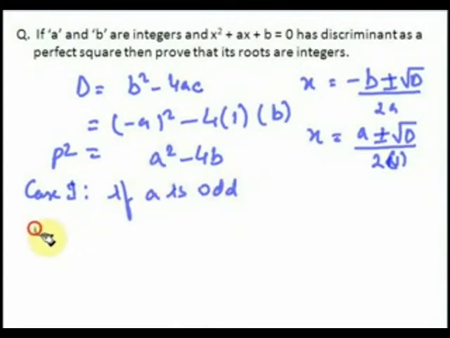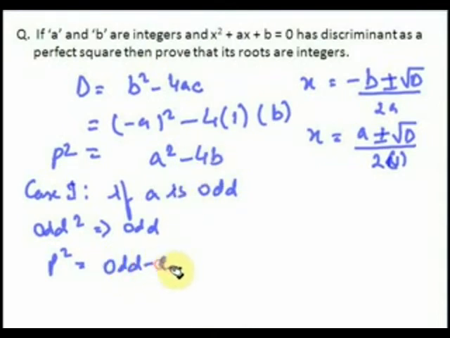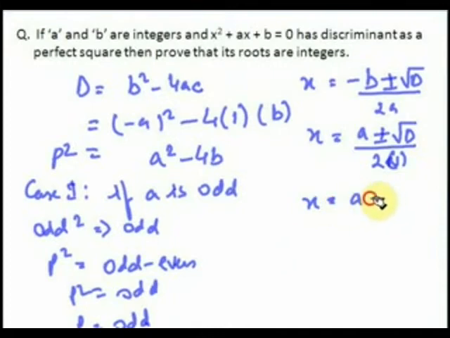if a is odd. If a is odd, the square of an odd number is odd. So p square is equal to odd minus 4b. 4b is always an even quantity. Odd minus even is equal to odd. And the square root of an odd quantity is odd. So the value of p will be odd.